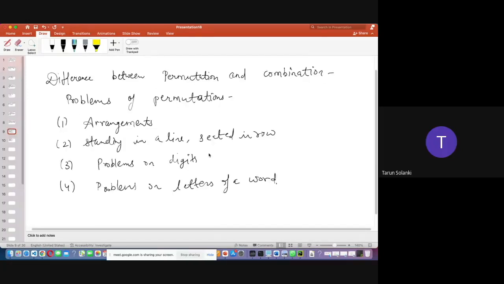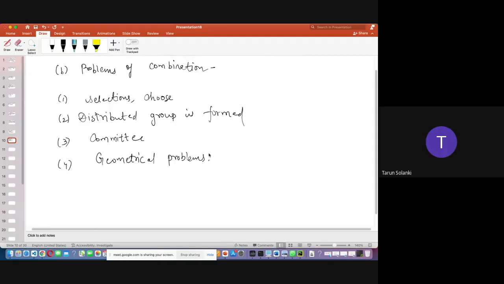Okay, next is problems of permutations, again based on arrangements, standing in a line, seated in a row, problems on digits, and problems on letters of a word. So make a note of this. Next, for the problems of combination: selections, choose, distributed, group is formed, committee, or geometrical problems.